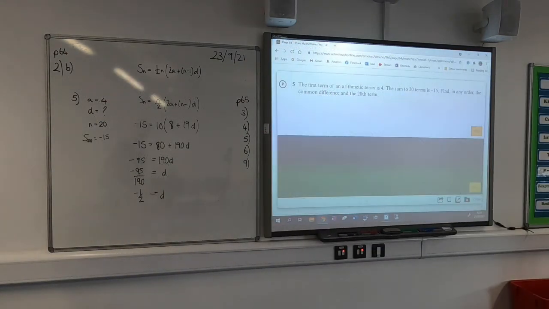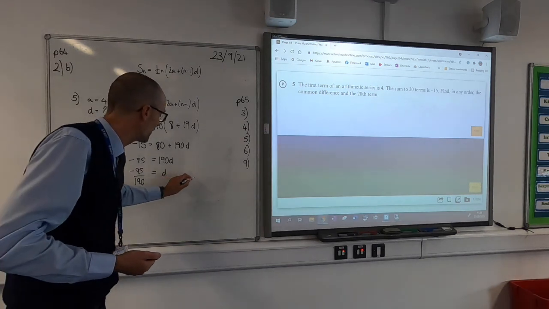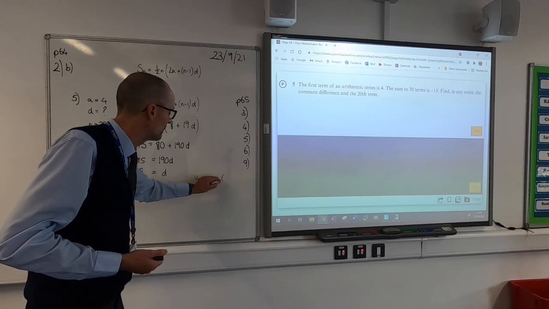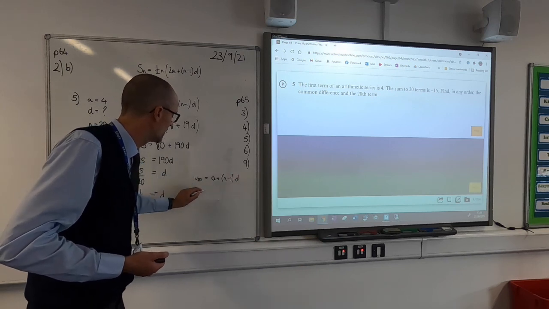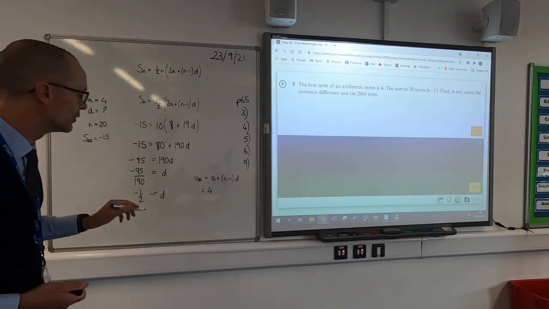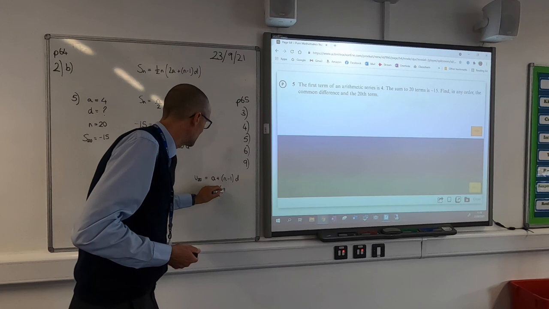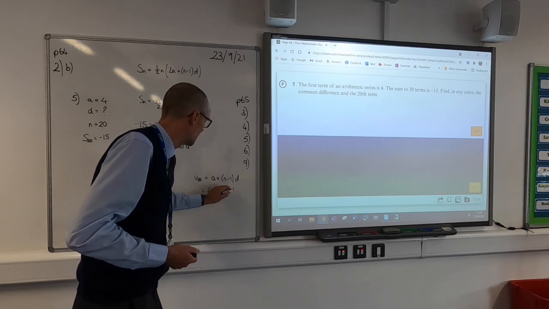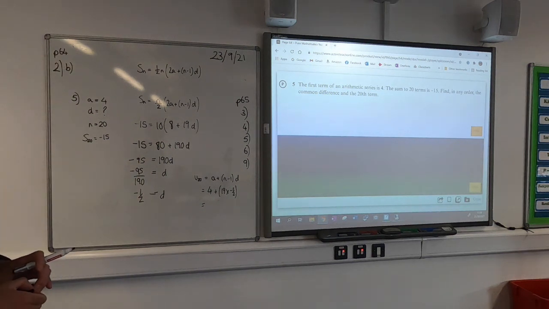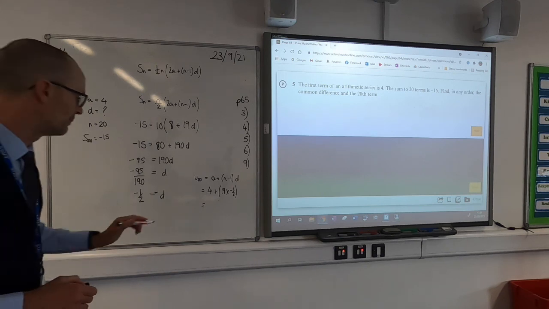So for number 5, I find the difference using the formula, and then I want the 20th term, so I go to the other formula which says the 20th term is the first term plus 19 jumps, and the first term is 4, and I need to do 19 n minus 1 times minus a half, which is, 19 times minus a half is 9.5, so it's minus 5.5, yes.